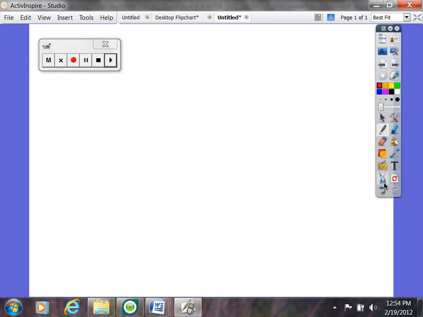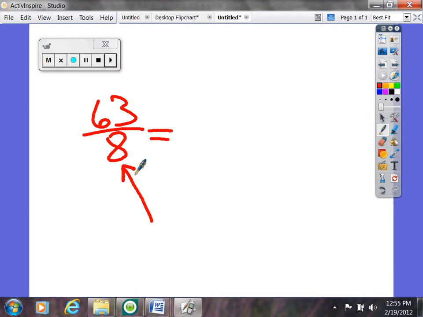So let me do another one of those. All right, I've got 63 over 8. I want to see what that is as a mixed number. All you're doing here, how many whole groups of 8 do you have in 63? That's all they're asking. So I divide my denominator into my numerator.